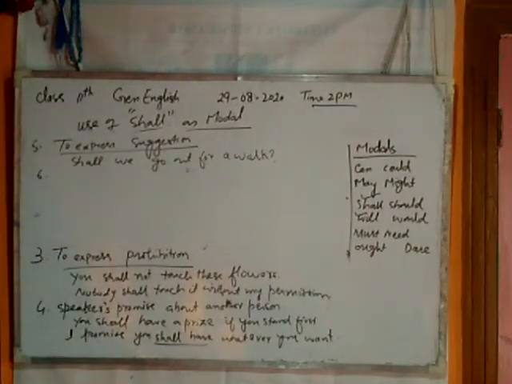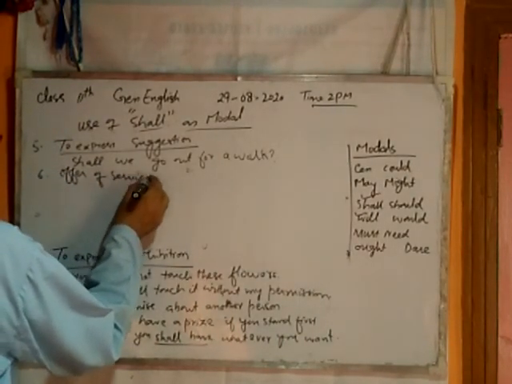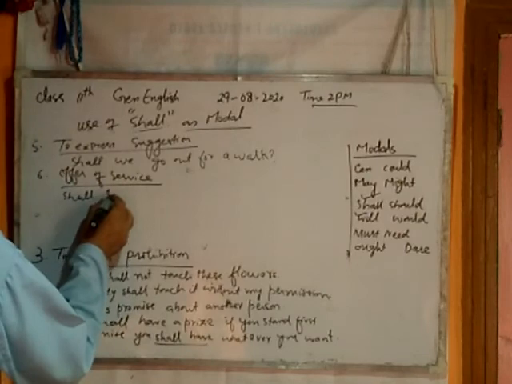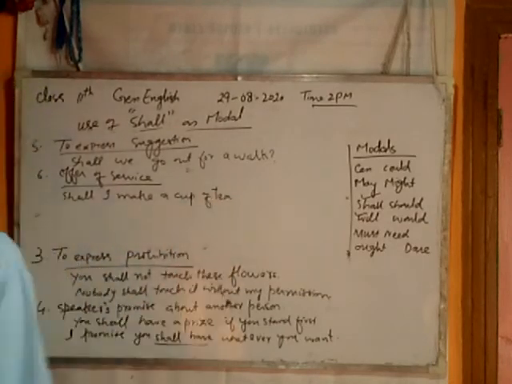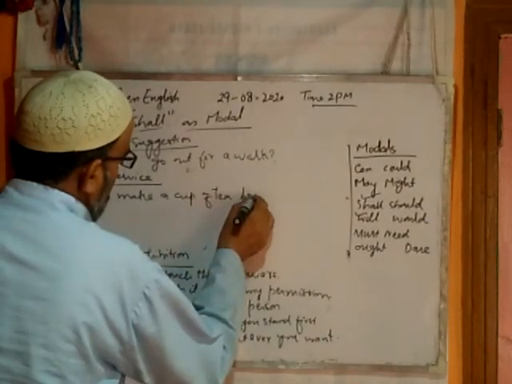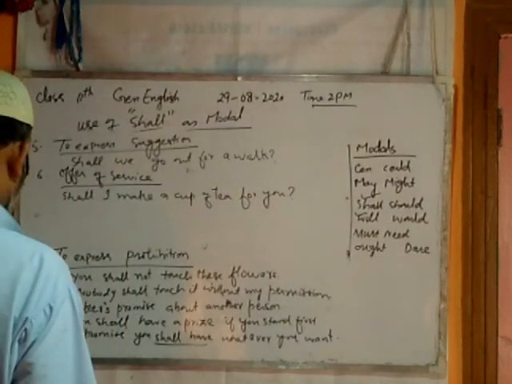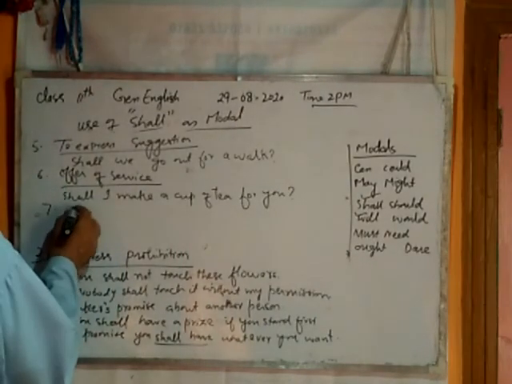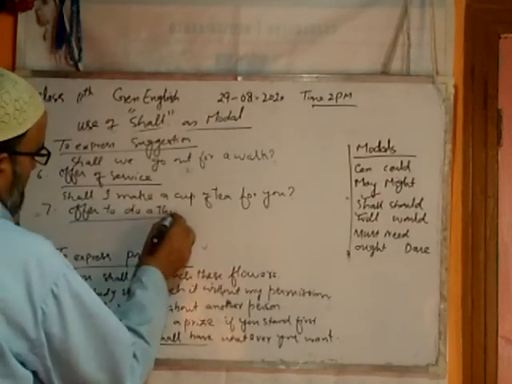Number 6, offer of service. खदमत के लिए अपने आप को पेश करना। Shall I make a cup of tea for you? शाबाश। सेवन है offer to do a thing.